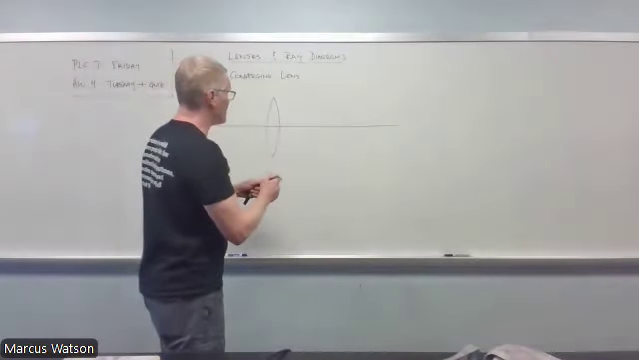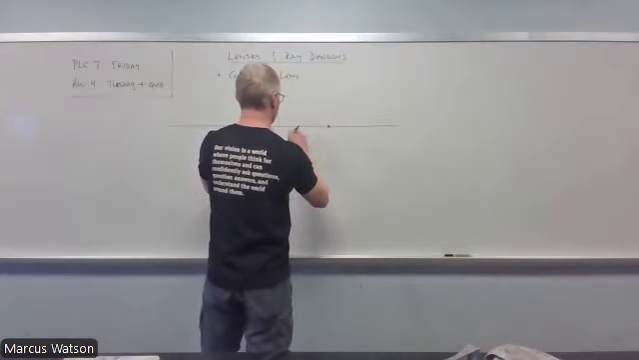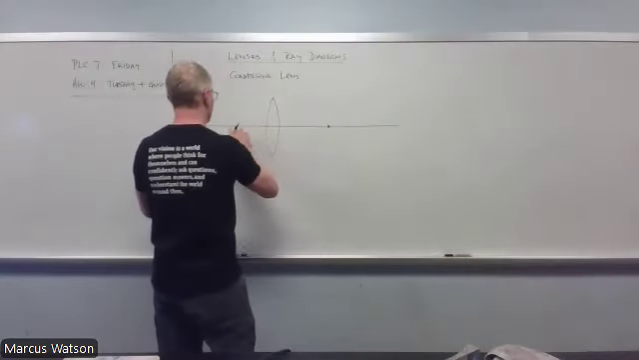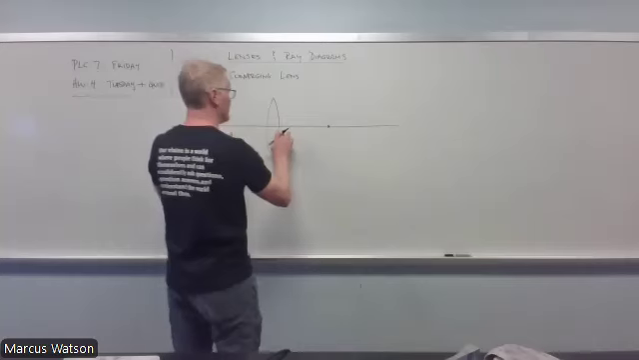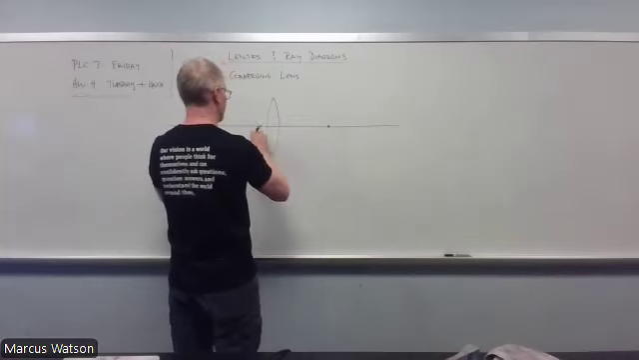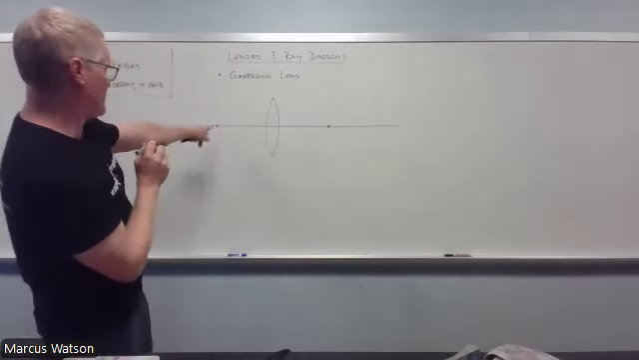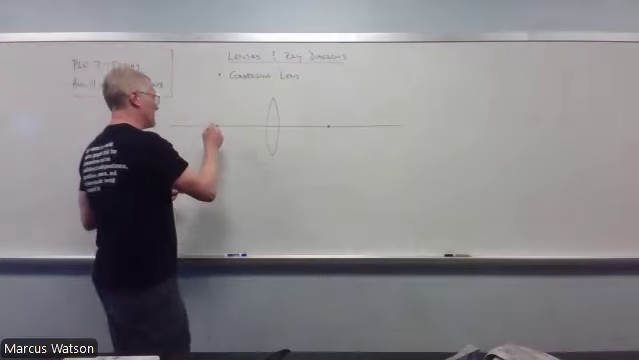So I'll mark those as being here, one, two, three, four, five, and it's this one. So those two are the focal points. I'll mark those with F.